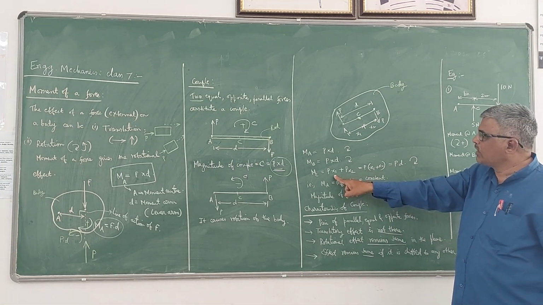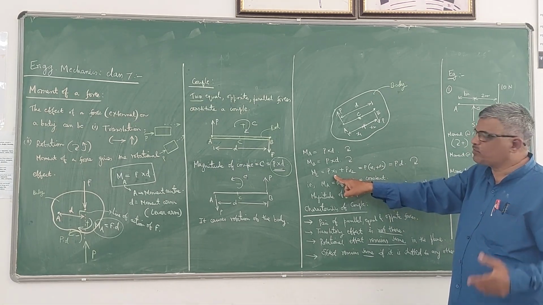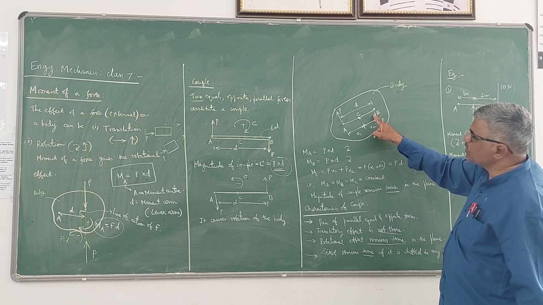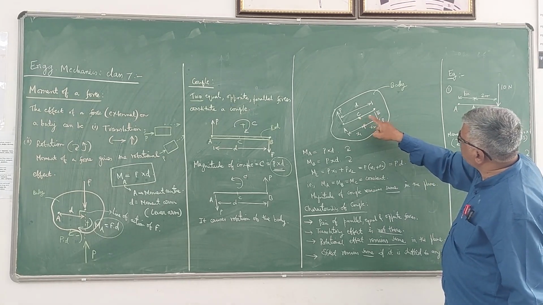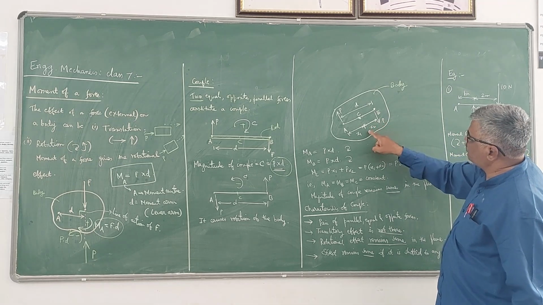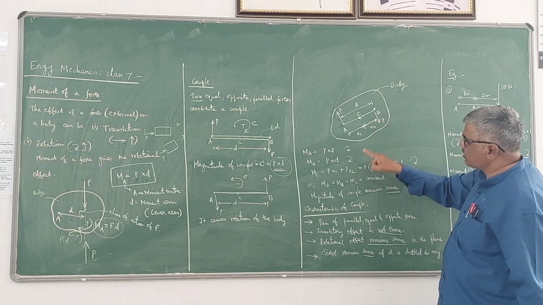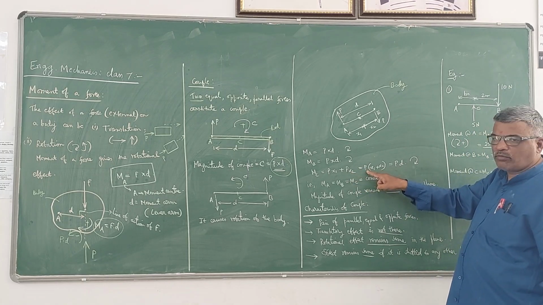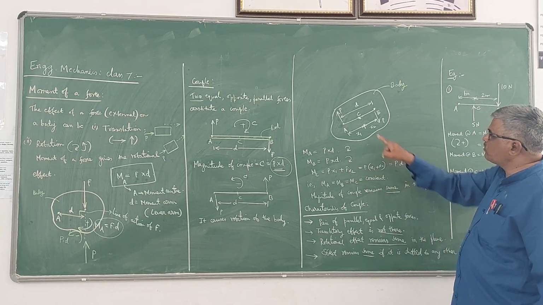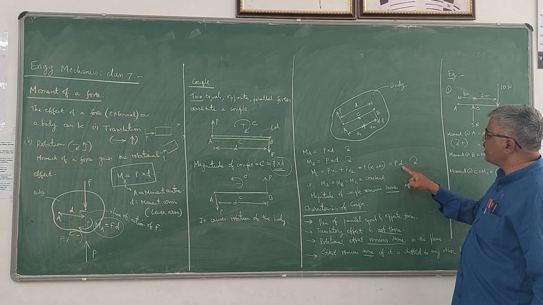I will take clockwise as positive. Then come to this P. The moment of this P about this point C will be P into x2. That is also clockwise. So both these two are clockwise, and if you take P common, x1 plus x2 is nothing but D, that is P into D itself.